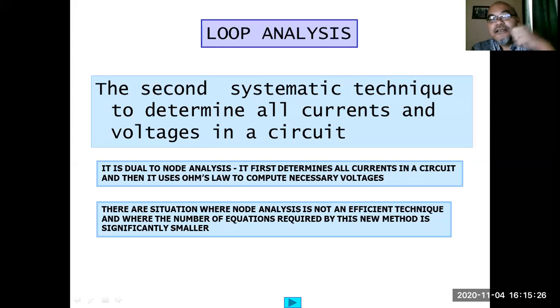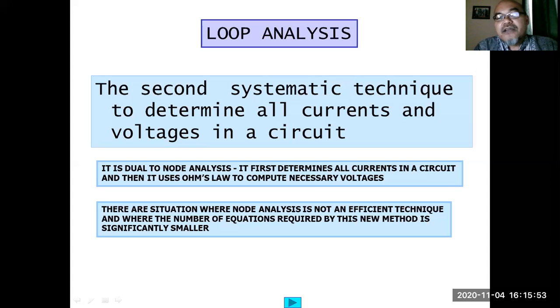In node analysis, you use Kirchhoff current law to determine the node voltages, the voltages at the nodes. After which you can calculate the current in any branch using Ohm's law. In loop analysis, you first determine the current flowing in the loop, in any branch. After that, you can calculate the voltage, also using Ohm's law.